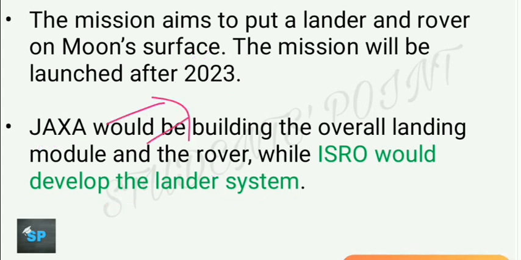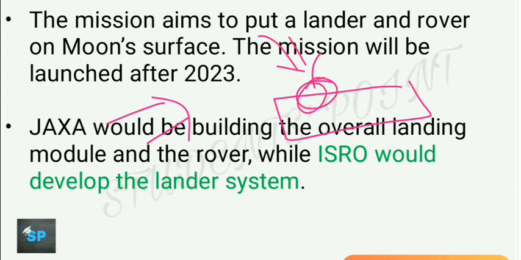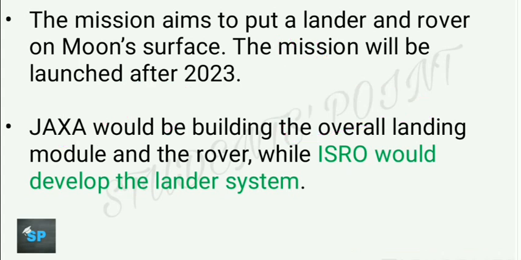So it will have a rover and a lander. What is the function of the lander and rover? The lander will land on the moon surface, and after landing a device will come out of this lander and roll over the moon surface. That is, it will ride over the moon surface like a robot, and that rider is called a rover. So that rover will be developed by JAXA, the Japanese Space Agency, and the lander will be developed by ISRO.